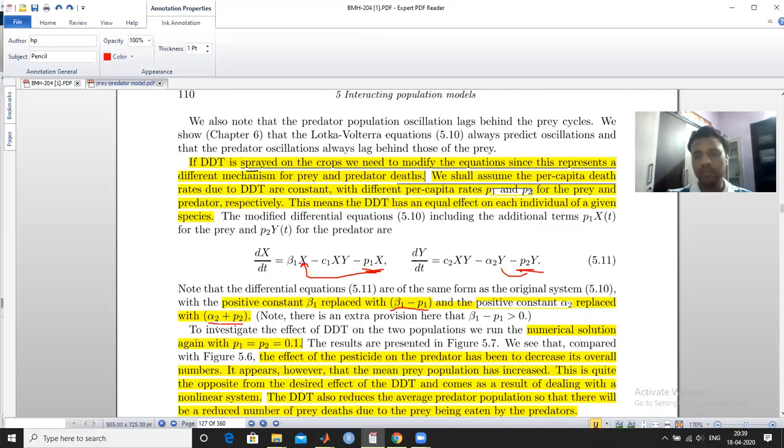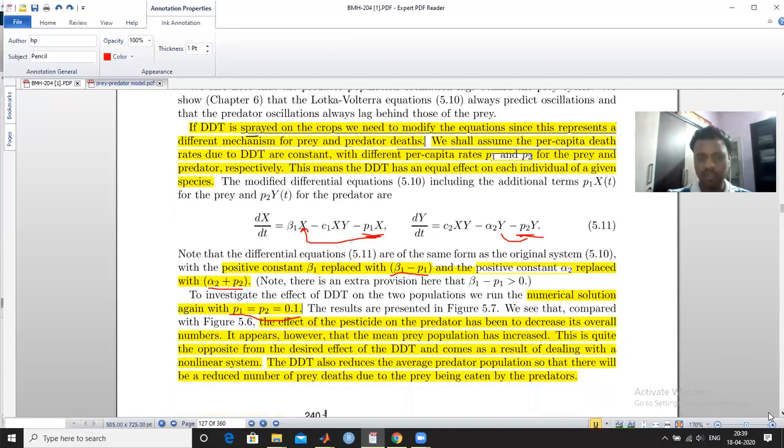So if we simulate the solution, what will be the effect? If we take P1 and P2 as 0.1 in the previous model, then what will be the scenario?